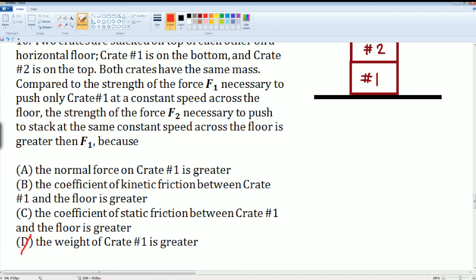Okay? So this one makes no sense. The coefficient of static friction between crate 1 and the floor is greater. Compared to the strength of force 1, the strength of force 2 necessary to push the stack at a constant speed across the floor is greater than F1. So why is pushing F2 requiring more force than pushing F1, right? With crate 2 being on top, the force pushed down on the floor is greater.